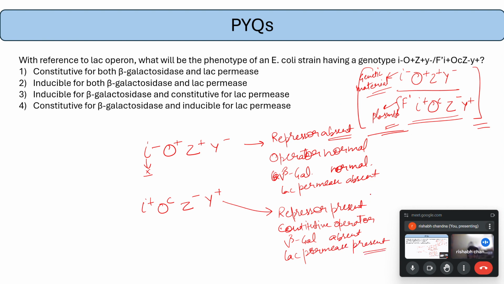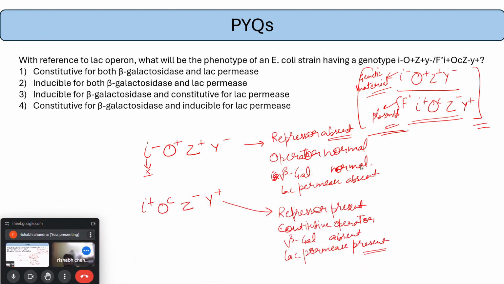So now how will we use this information to deduce the answer? Okay, so what will happen, here I'll draw so that will be easy to understand. What will happen here, we have the promoter, operator, Z, and Y. The repressor is absent here. Considering this as the repressor, this is not present, this is positive, this is negative. So no lac permease will be present from this case.